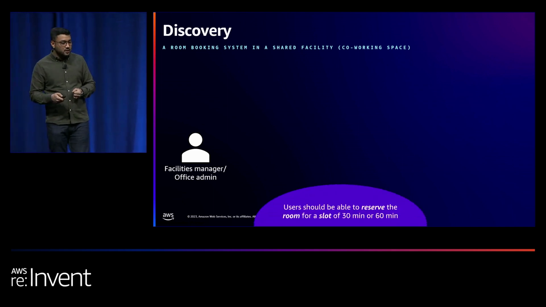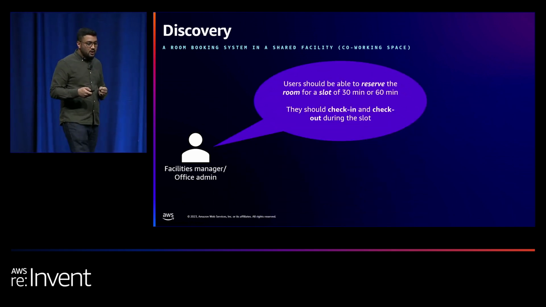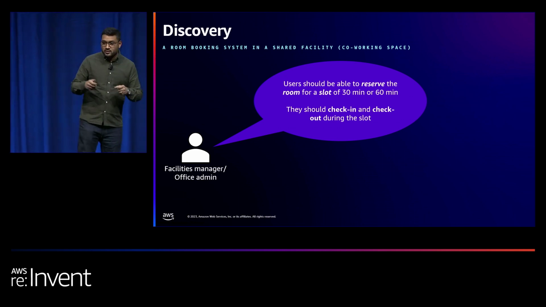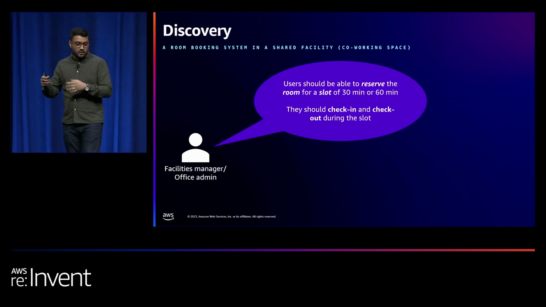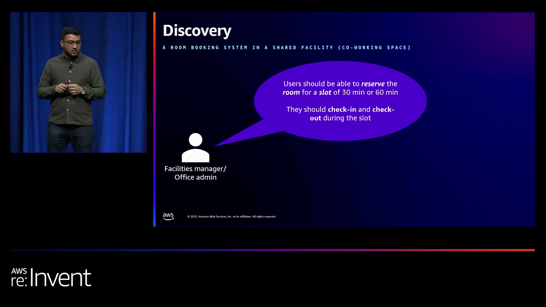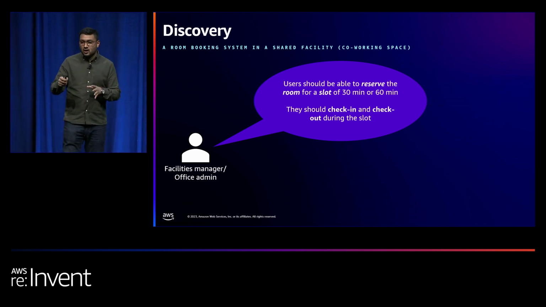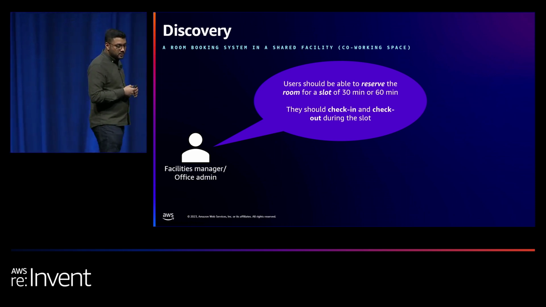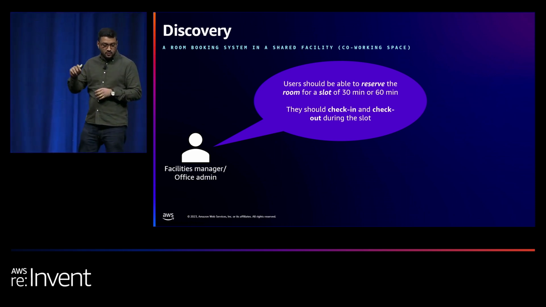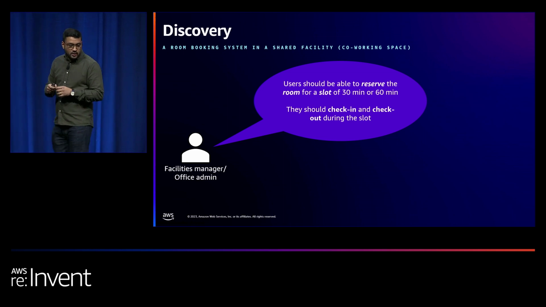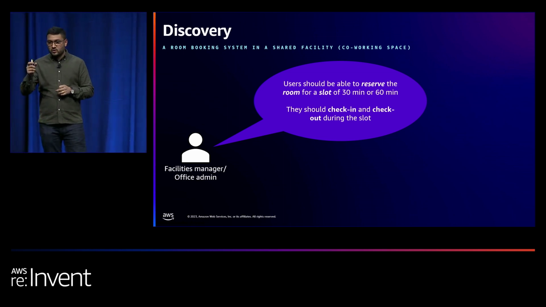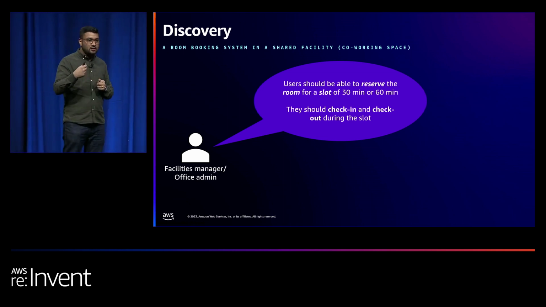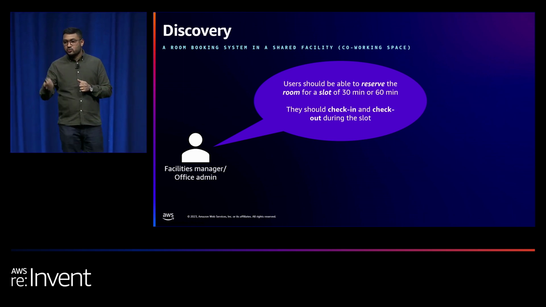So they will start saying that, okay, a user comes to me and they tell me that they want to reserve a room for 30 to 60 minutes. In this case, they should be able to check in and check out during this slot. If you observe carefully, I have highlighted the words reserve, room, slot, and check in and check out. These represent the actions, the words that these users are using.